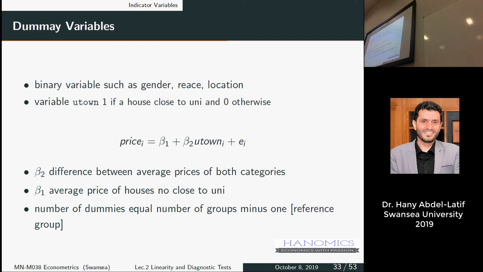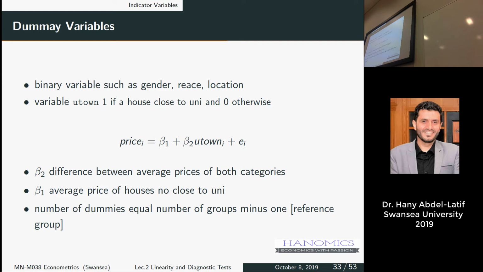This is something else you need to keep in mind when you use dummy variables. You always have to include G, the number of groups, minus 1. So you always have to drop one of the groups. Why? Because this is the group that I compare with. When I say beta 2 here is the difference between the average prices of houses that are close to the university and those that are not, the group that is not there is my comparison group. In that case, we call it the reference group, or the base group. This is what you compare with. So you always have to drop one of the groups.